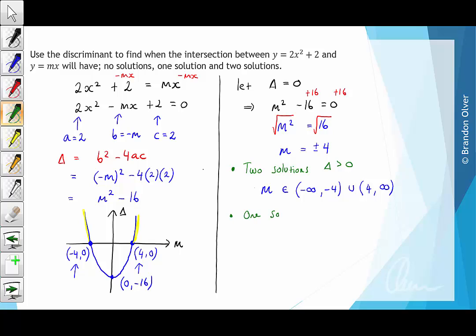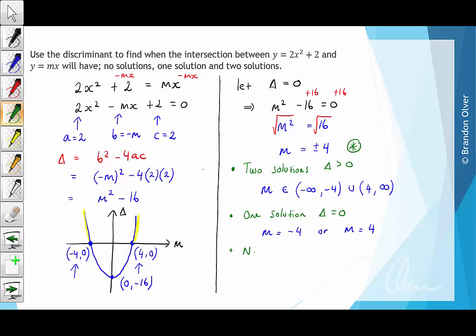So one solution occurs when delta equals 0, which is what we found up here. So delta equals 0 when m equals negative 4 and or m equals positive 4.